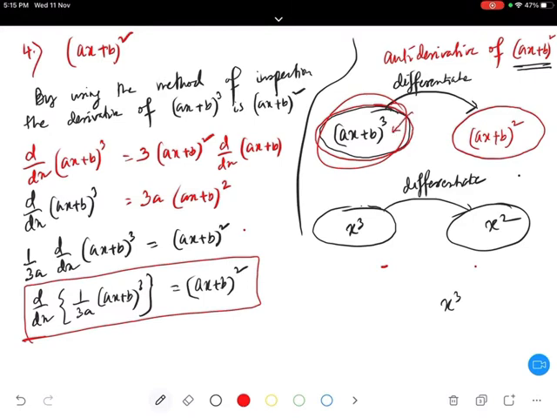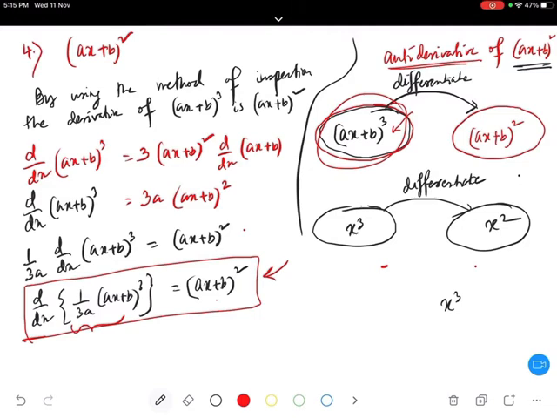Here I just had to assume one function. But when I am solving like this, I can be 100% sure that the derivative of 1 by 3a (ax plus b) whole cube is this one. So now when I say the derivative of 1 by 3a (ax plus b) whole cube is (ax plus b) whole square, the question is to find the antiderivative. So antiderivative means the opposite of derivative.